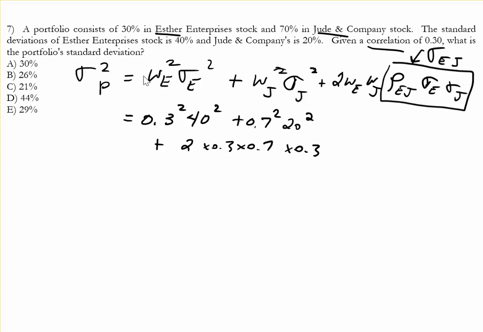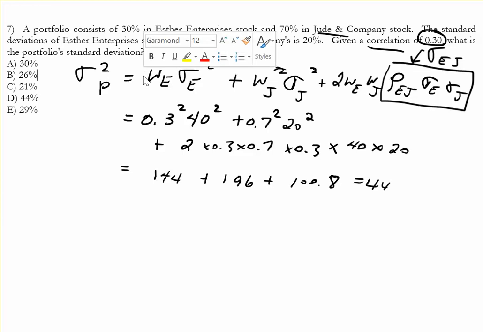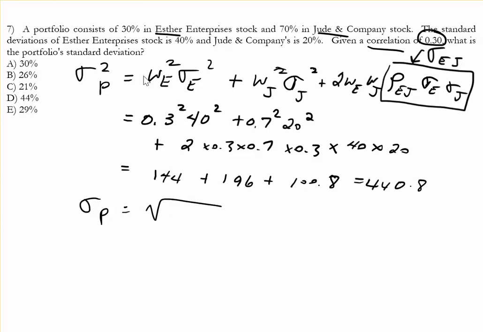Right, now this 0.3 is that correlation, 0.3. And so that will be 440.8. To get the standard deviation, we have to get the square root of the variance, and that will be 21%. We see there's the option C.